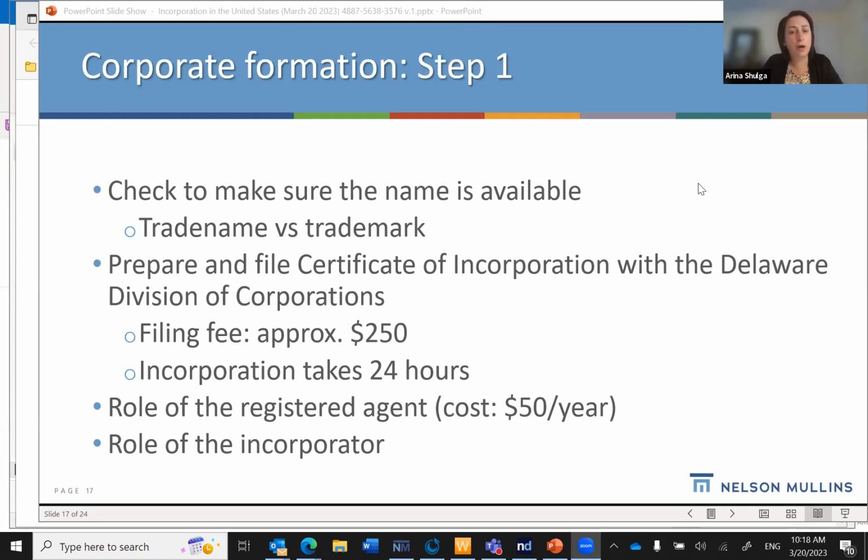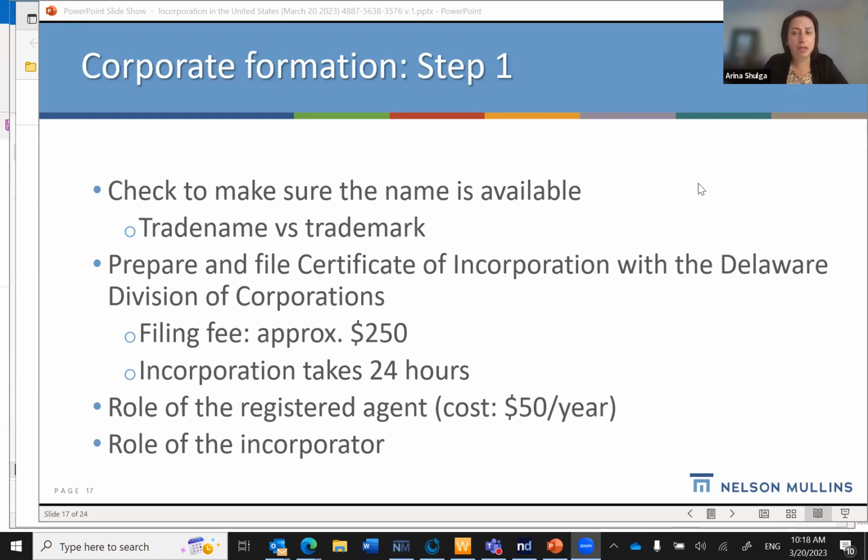You prepare and file a certificate of incorporation. Okay, the filing fee is about $250, and here I'm using Delaware as an example. Incorporation in Delaware takes 24 hours. It can be done in 2 hours, but you would have to pay extra to expedite, right?